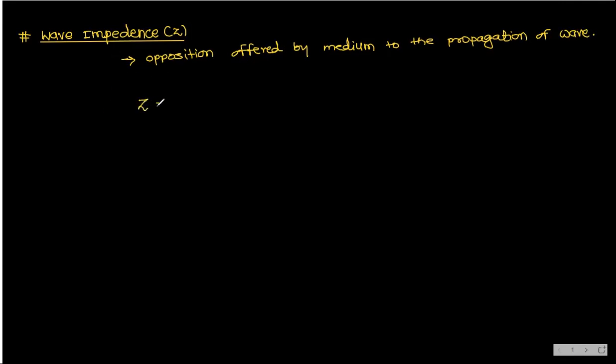Now this wave impedance Z is given by E by H, and this is equal to the square root of mu by epsilon, and we know what the mu value is: mu r into mu naught divided by epsilon r into epsilon naught. Why are we getting this? Because E is equal to C into B, already we know. And H is B by mu naught. So that's why we have replaced it, and that is the square root of mu r by epsilon r into mu naught by epsilon naught. Right?